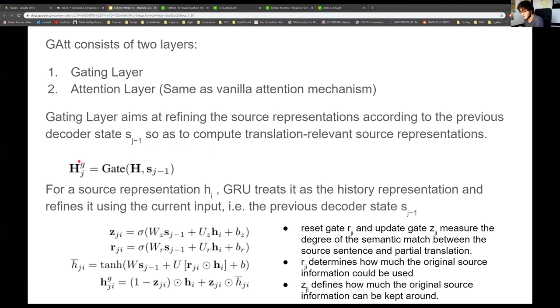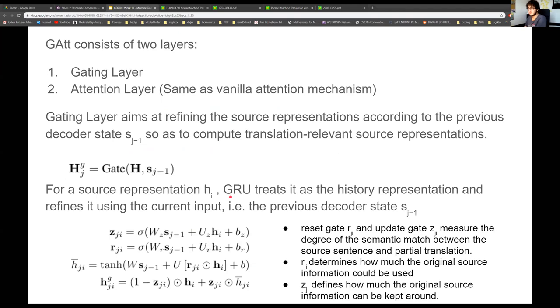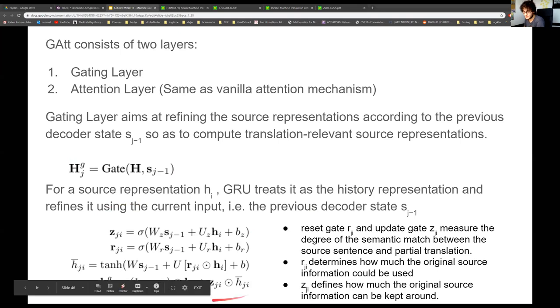In order to do that, we are basically adding a GRU to our architecture, and that is right here. What this GRU does is it takes the source representation H as the history to the GRU, and the previous decoder state as the current input. By feeding both of them to the GRU, we are trying to get our new source representations, so-called HG. The equations for the GRU look like this. We basically have a reset gate and an update gate. That's quite common for a GRU.